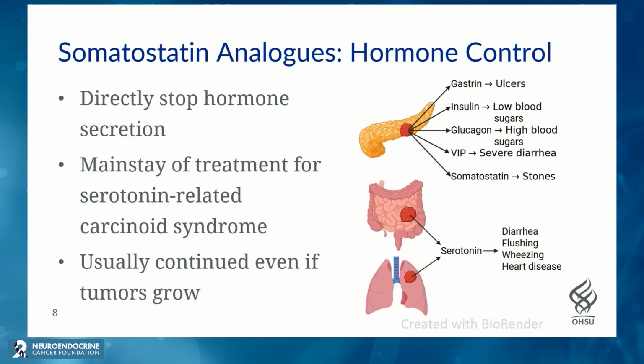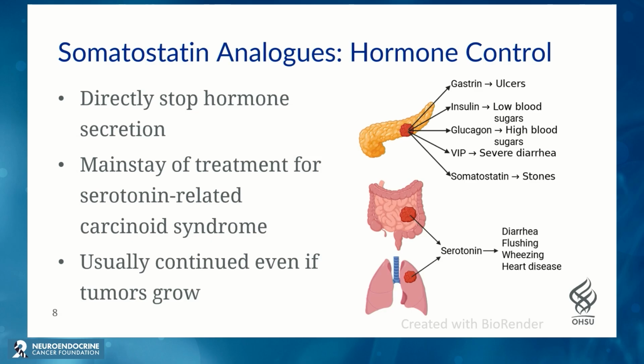Now, somatostatin analogs also play a critically important role in hormone control. And as I mentioned, they send this stop signal that's acting to directly stop hormone production and secretion. And as such, these are the mainstay of treatment for many of our hormonally related syndromes that can occur with neuroendocrine tumors. So, what are these syndromes?